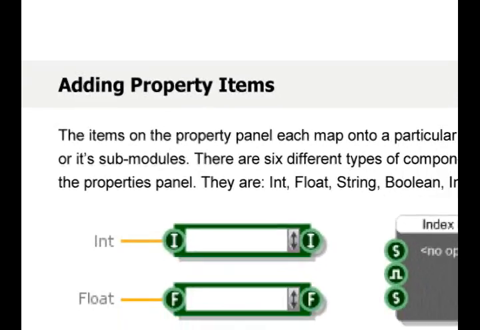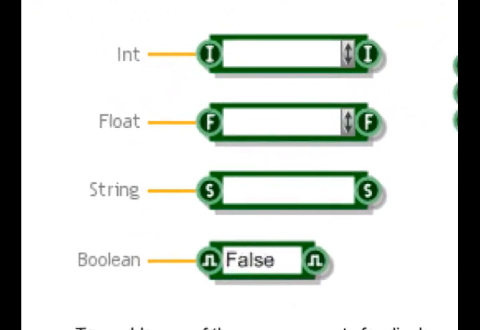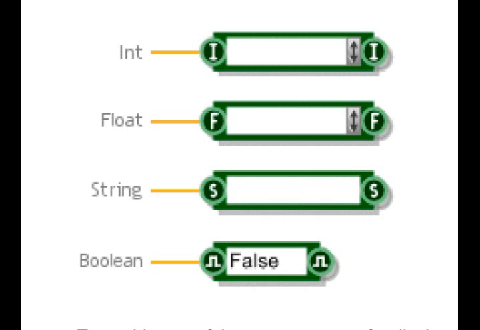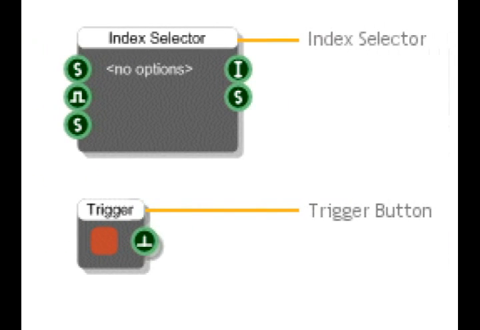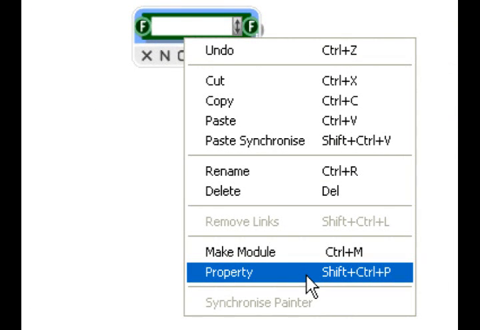Adding property items. The items on the Property panel each map onto a particular component somewhere within the module or its sub-modules. There are 6 different types of components that can be enabled for display on the Properties panel. They are int, float, string, boolean, index selector and trigger button. To enable one of these components for display on the properties, right-click on the component and select Property.